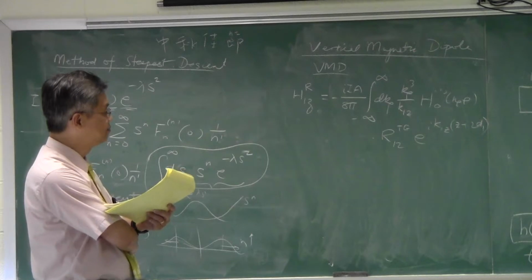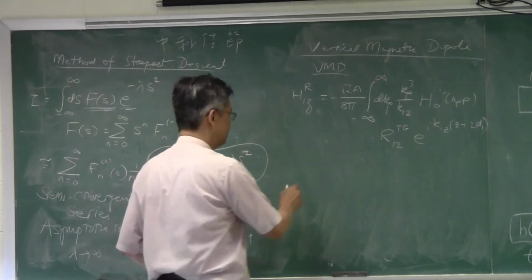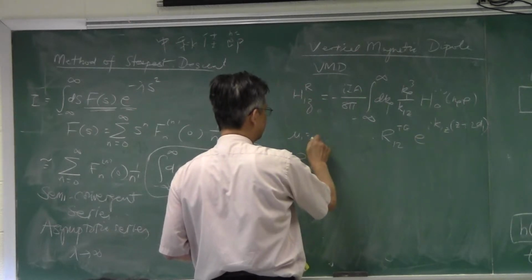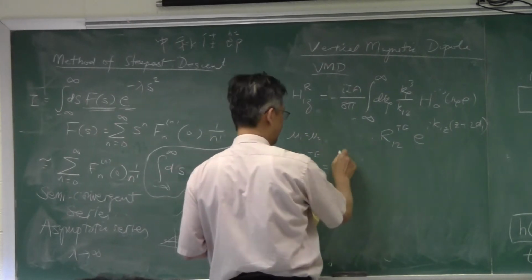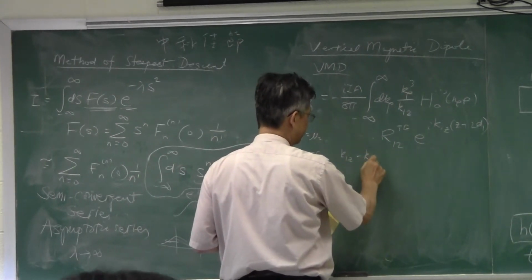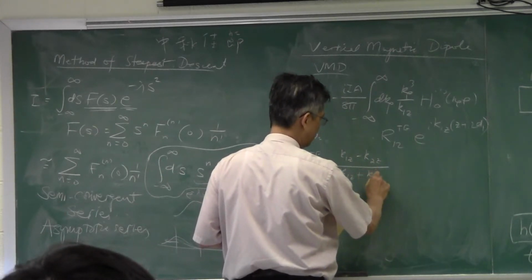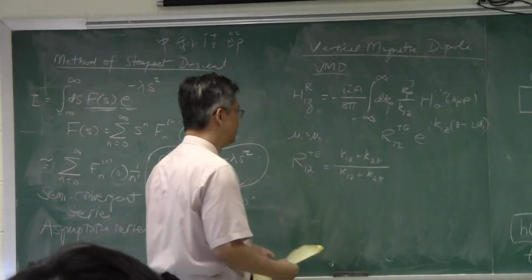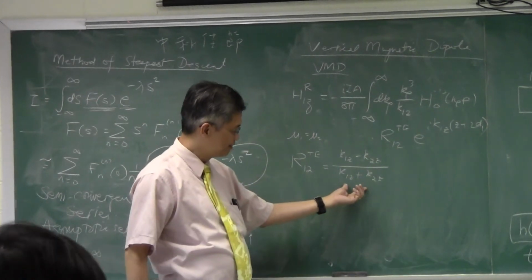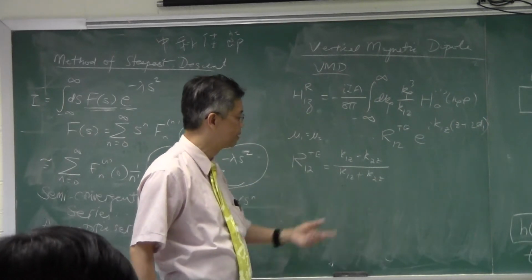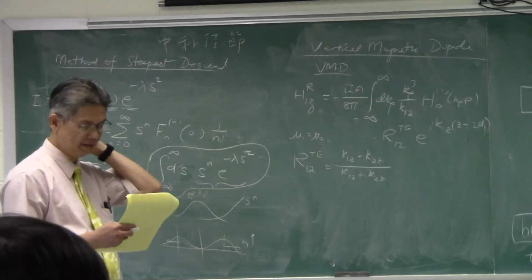And then R12 is rather complicated looking. If you assume mu1 equals mu2, which is non-magnetic material, then it's rather simple. So there's no occasion for the existence of poles in the denominator. We make this case simpler because there will be no poles in the denominator.